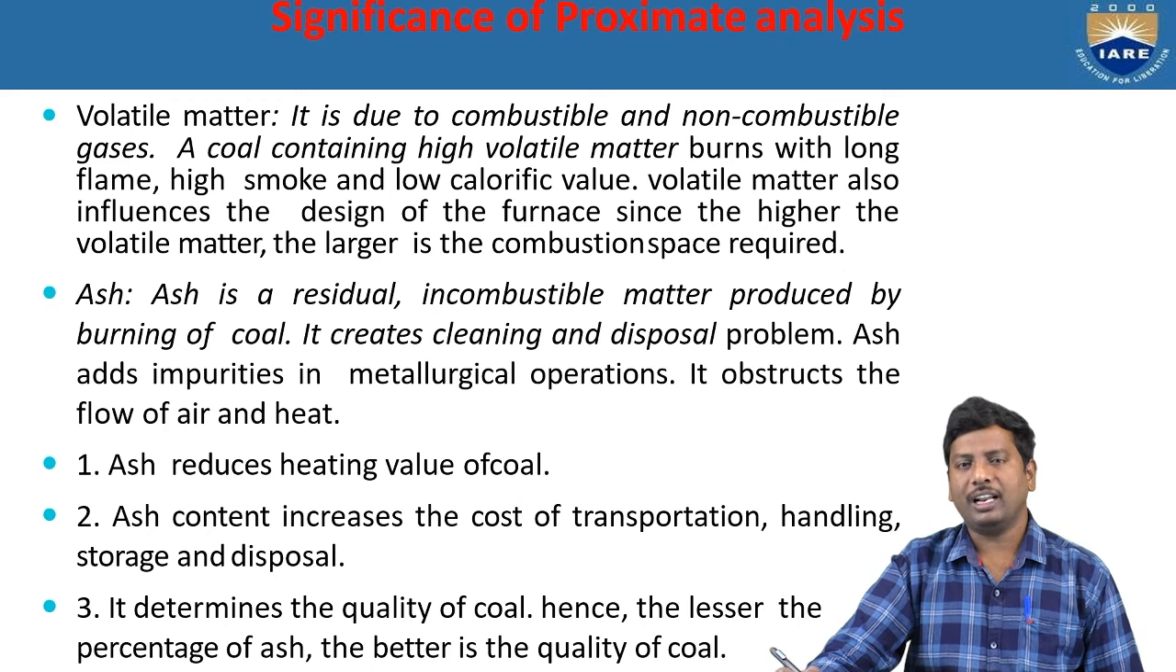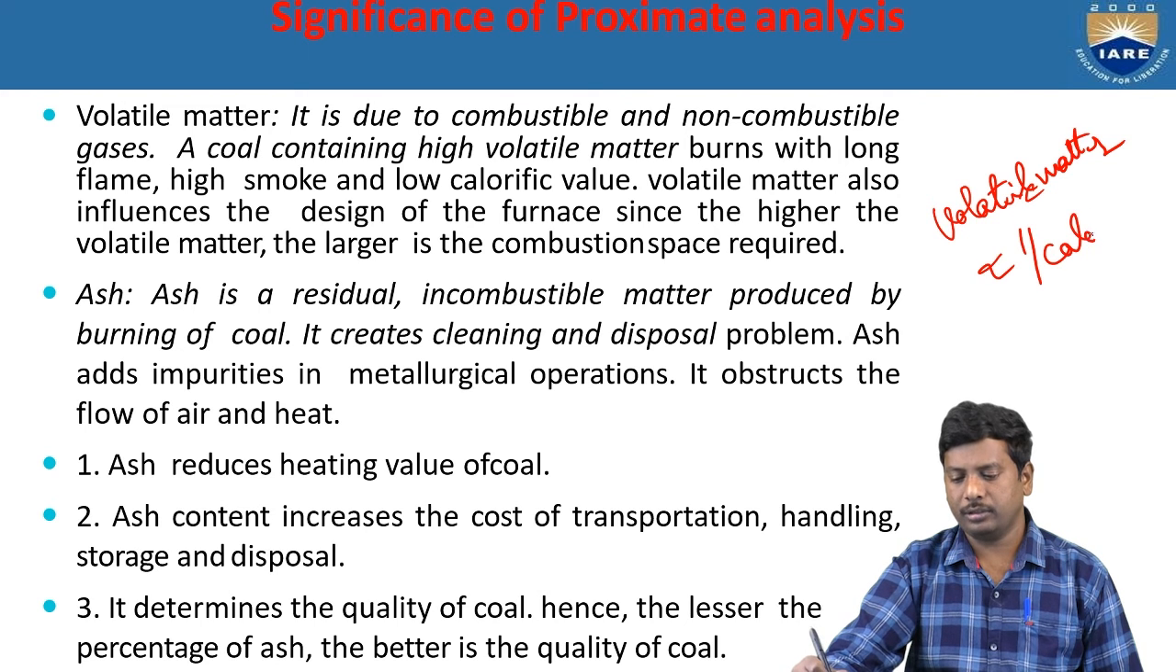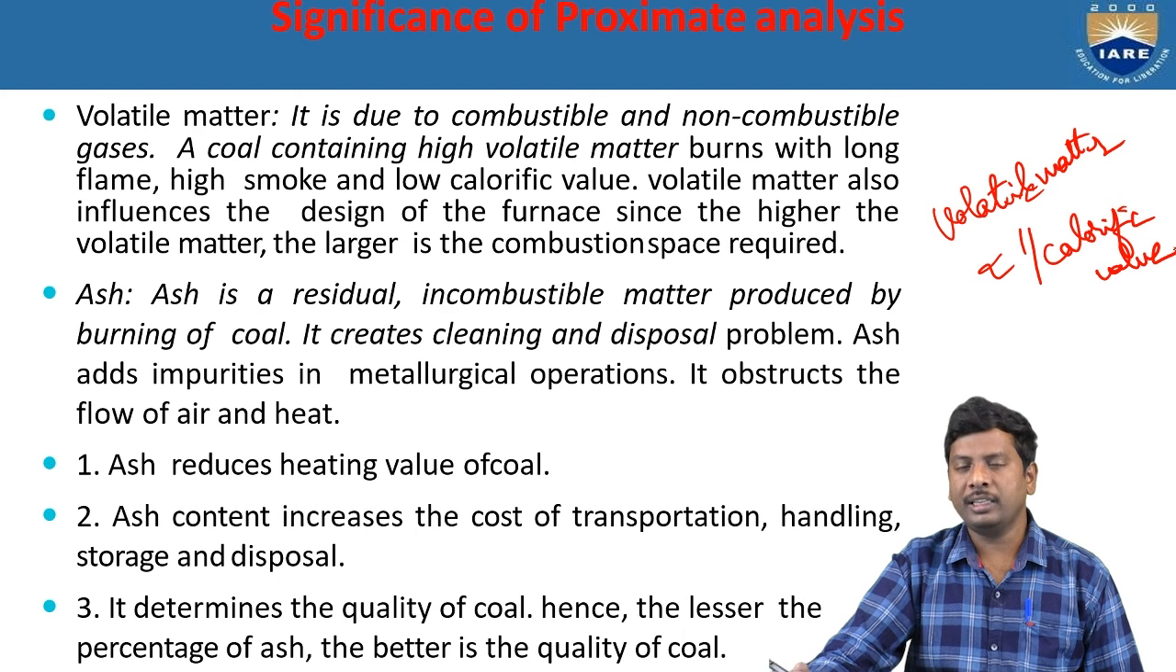Next we see volatile matter. That means it is due to the combustible and non-combustible gases. A coal containing high volatile matter burns with long flame, high smoke and lower calorific value. That means volatile matter is also inversely proportional to calorific value. That means volatile matter also influences the design of the furnace. Since the higher the volatile matter, the larger the combustion space required.